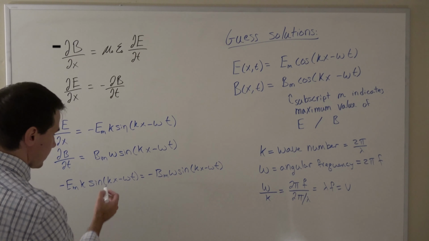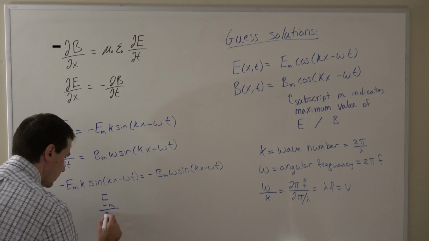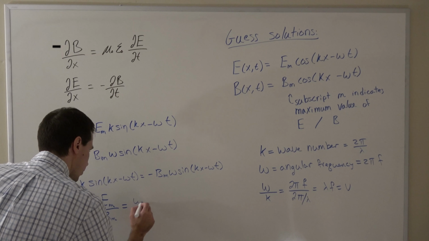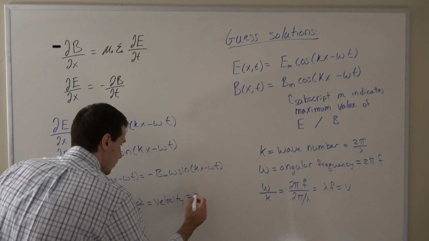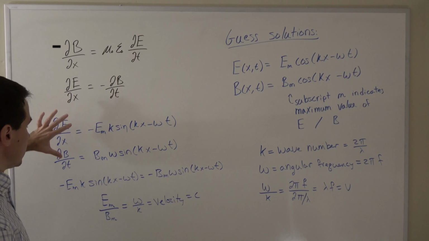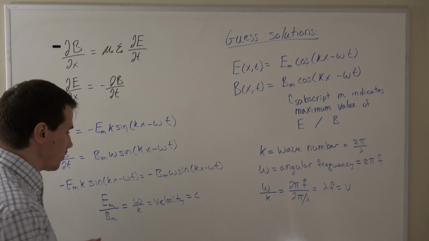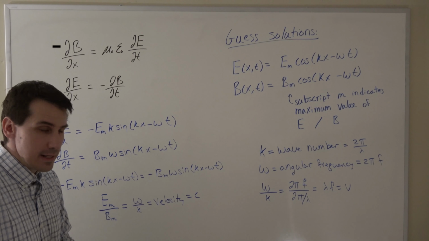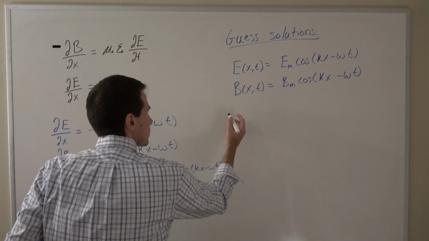So now we can cancel out the sine on both sides and say that the maximum value of the electric field divided by the maximum value of the magnetic field looks like omega divided by k, looks like the velocity, which we are going to knowingly call c, the speed of light. Okay, so our first equation here gives us that the ratio of the maximum strength of the electric field divided by the maximum strength of the magnetic field is equal to the velocity of our wave, which we are calling c. Now, let's solve this top equation, and we'll do it over here.